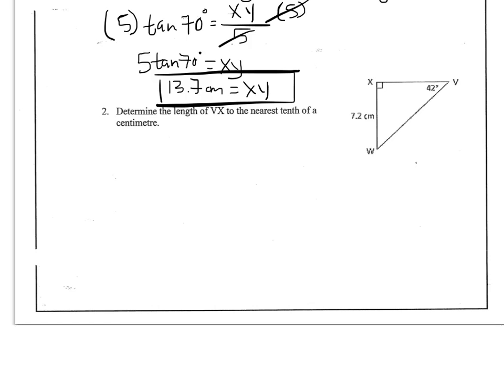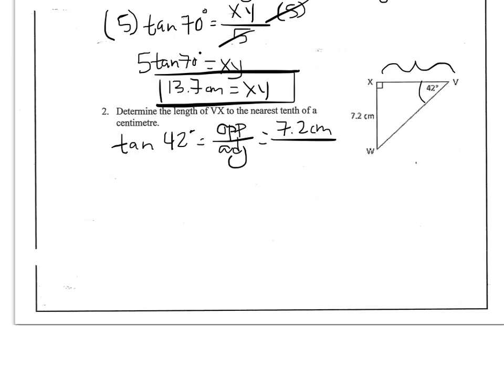Determine the length of Vx to the nearest tenth of a centimeter. So we have an angle here of 42. So I'm going to use my tangent ratio for 42 degrees, which is opposite over adjacent. Opposite in this case for my angle is 7.2 centimeters. Adjacent is our Vx. VW here is my hypotenuse. I know that because it's the side directly across from my 90 degrees. So hypotenuse is always across from the 90 degrees.